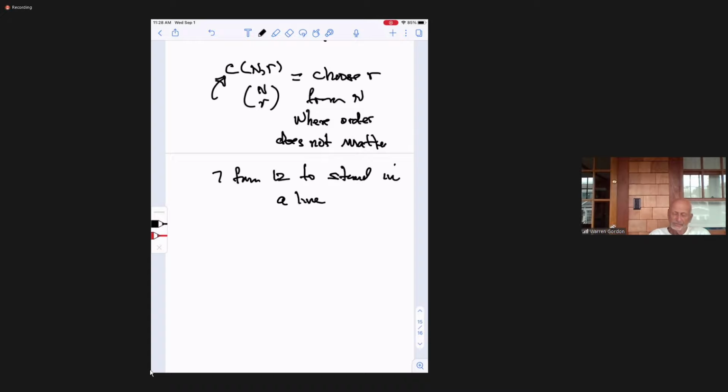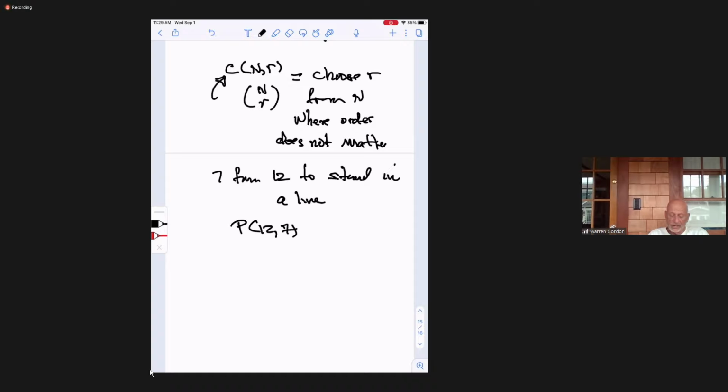Does order matter? Yes, because if I put A and then B, and B and then A, it's a different ordering. So the answer to that problem would be, if you're using the symbol, of course, what I would do is I would just draw 7 spaces and go 12, 11, 10, 9, 8, and so on to do the problem.